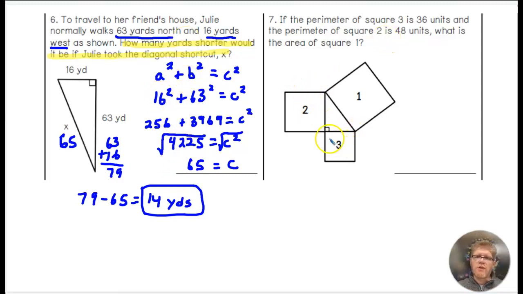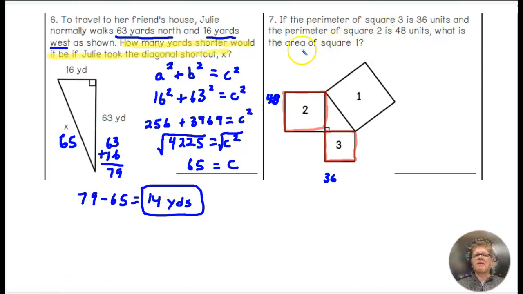If the perimeter of square 3 is 36 units. Once again, let's remember what that means. That means if we go around this square, the perimeter, the whole distance around it, is 36 units. So 36 units all the way around. And the perimeter of square 2 is 48 units. So once again, that means if I go all the way around like this, I am going to travel 48 units. So there we go.